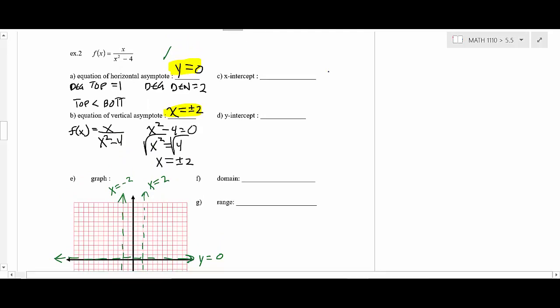So on an x-intercept, what do you do? Set the function to 0, or set y equals 0. So you would have 0 equals x over x squared minus 4. Now you can bypass what I'm doing here. All you're going to do is multiply both sides by the denominator because you have an equation with fractions. So the left side is going to be 0. The right side's going to be x, after that cancels out.